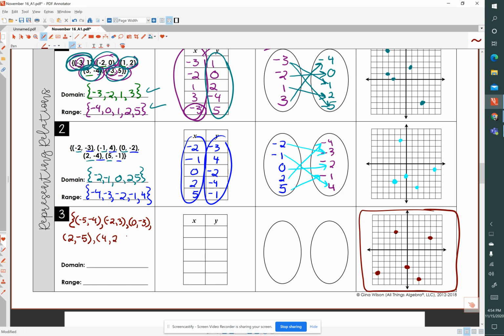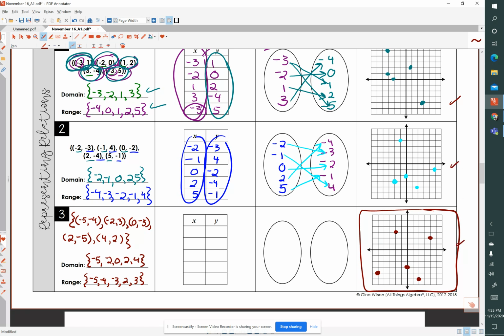Those are both positive. Okay, so the domain on this group of values starts at -5, -2, 0, 2, and 4, and the range is -5, -4, -3, 2, and 3. And again, these 3 graphs are discrete graphs.